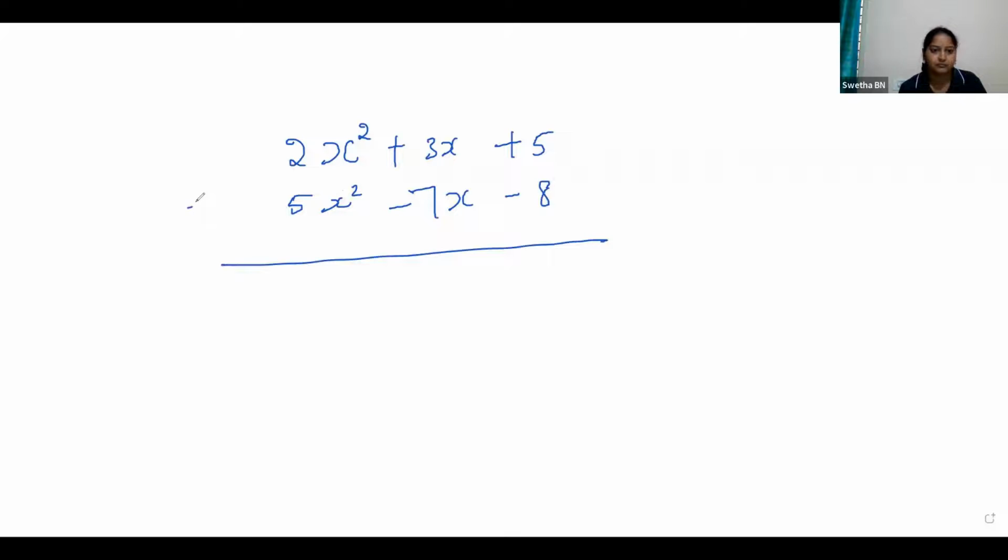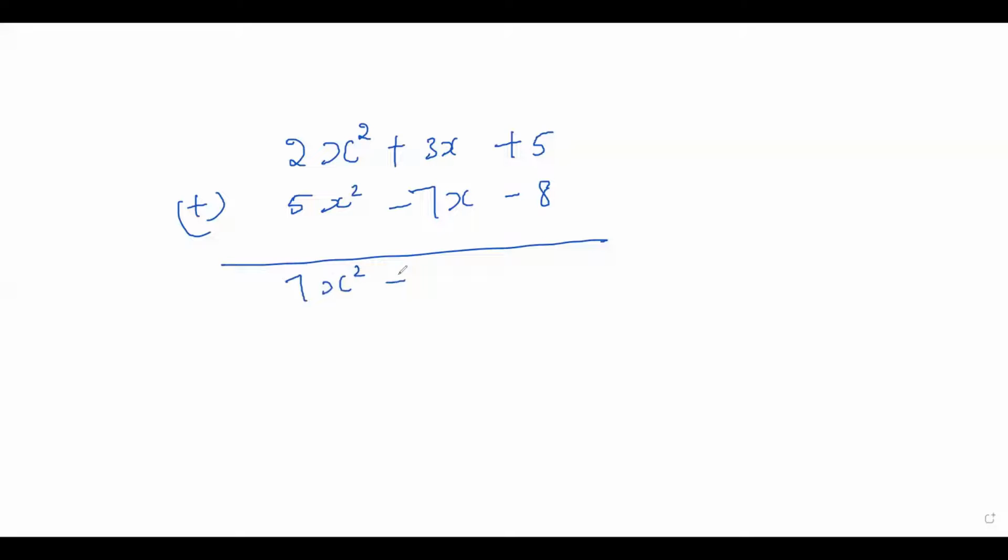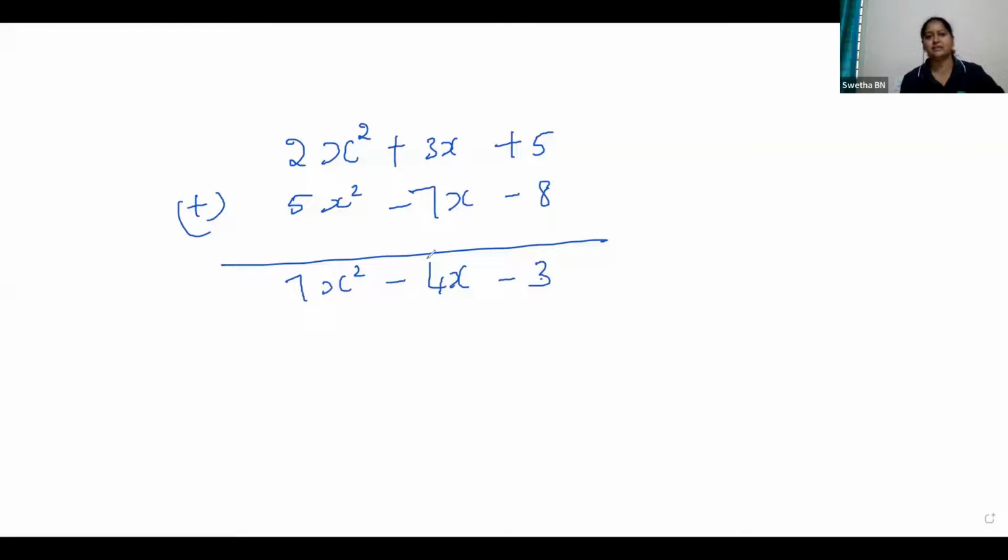Okay, I think already you have learned everything. I'll give you sums. You solve and tell me the answers, okay? 2x square, and (5x square) minus 7x minus 8. Add them and tell me the answer, Panchami. Ma'am, 7x square minus 4x minus 3. Very good. You know why it is minus 4 and minus 3? The bigger number has the minus sign. That's why it is minus.